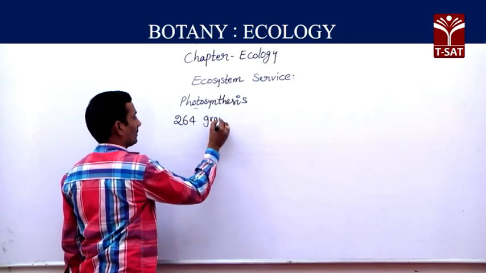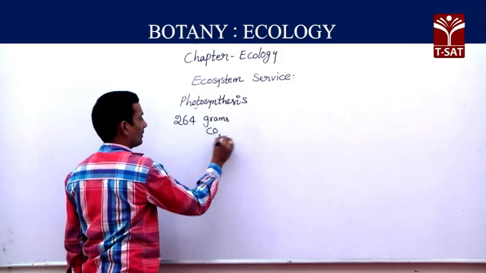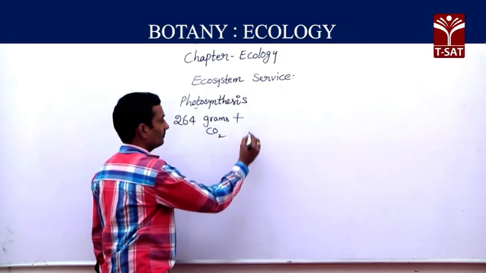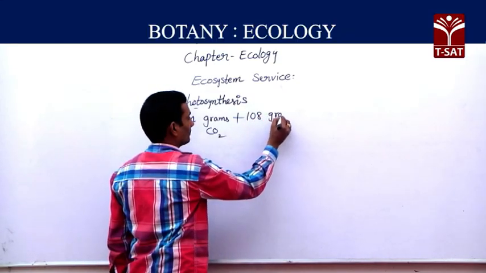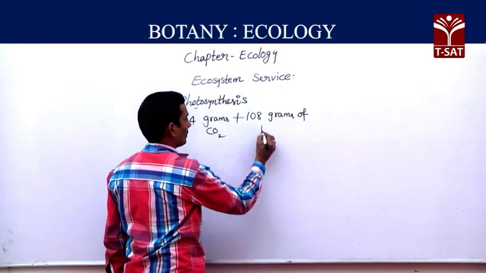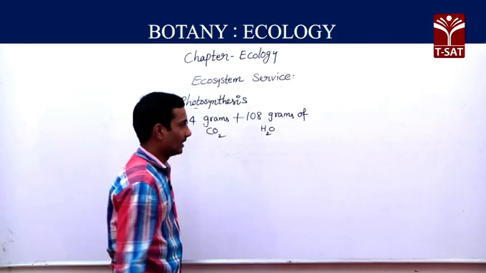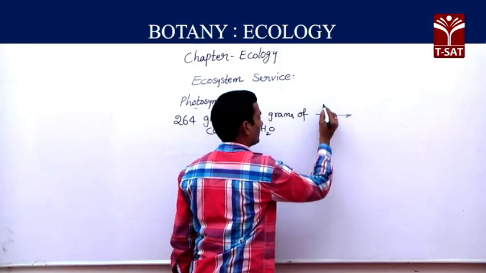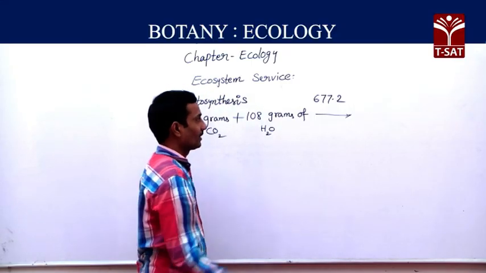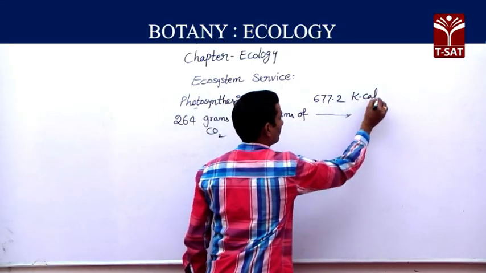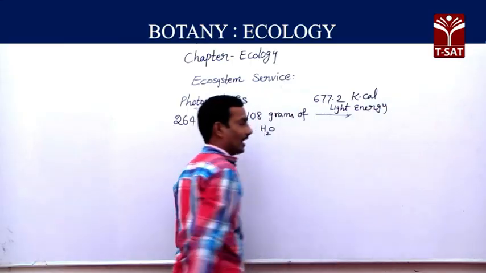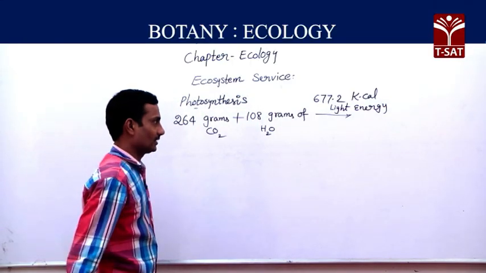264 grams of carbon dioxide used by the plants, 108 grams of water used by the plants during photosynthesis. They utilize 677.2 kilocalories of light energy at the time of the photosynthesis process.